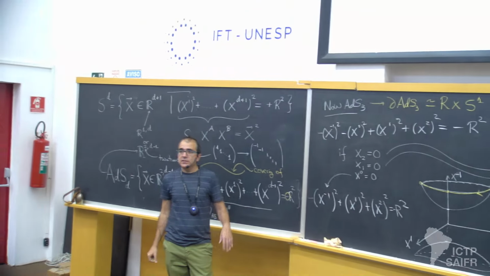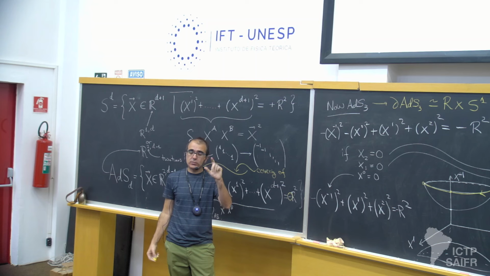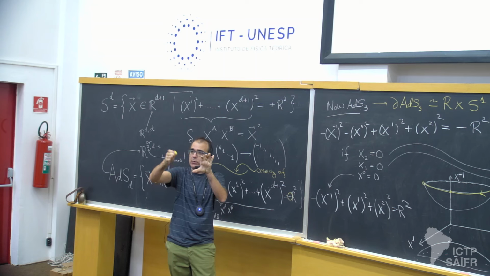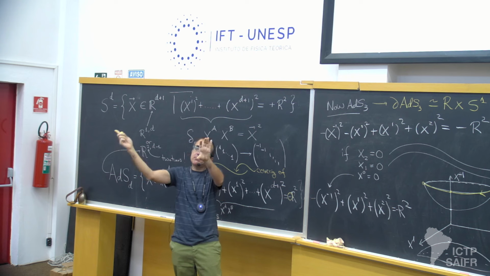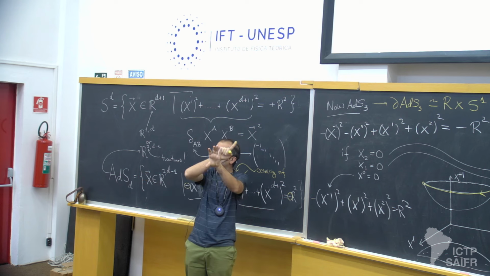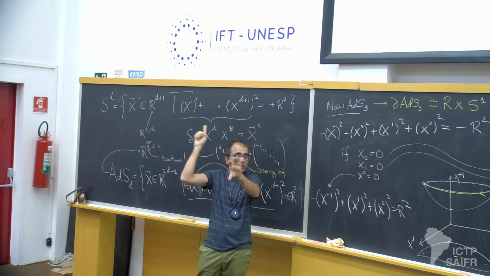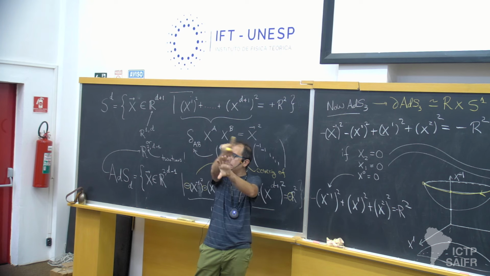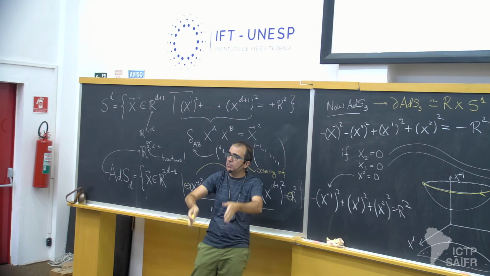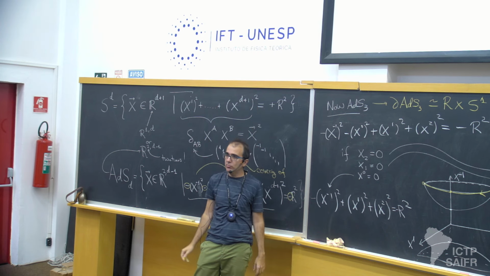Okay? So we had before two circles. We had time was a circle, but that one we decompactified and we made it into R. And we have space that's a circle, and that one we did not decompactify. We left it as a circle. So space is periodic because it's a box. I go around the box, I come back to the same point. Time is not periodic. I can move from infinite past to infinite future.